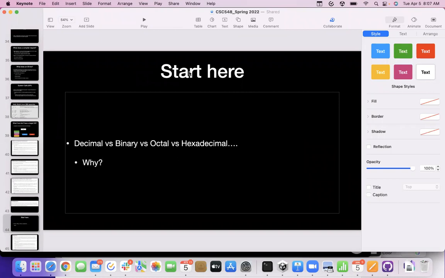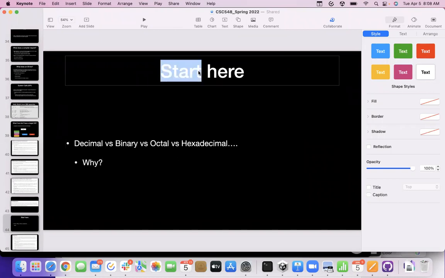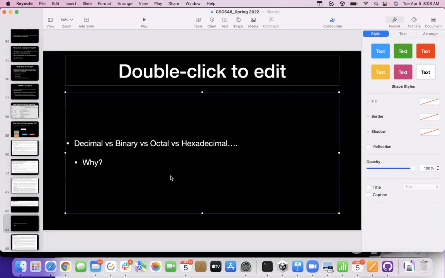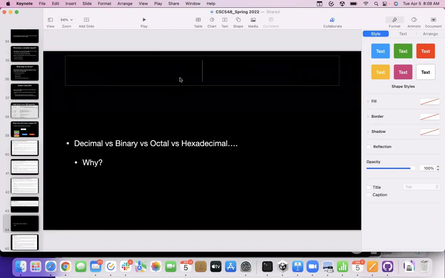Okay, so let's start with the discussion from the homework. We're starting to talk about the actual assembly language of our architecture and things like that. For your homework, you were to look at decimal versus binary versus octal versus hexadecimal. Why do we use all of these different bases when it comes to computing? Anybody want to take a first stab at that, and then we'll talk about it?